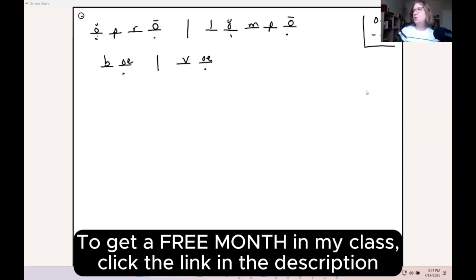Toe, row, foe, and doe, like a deer. Okay, number 3, spamo.